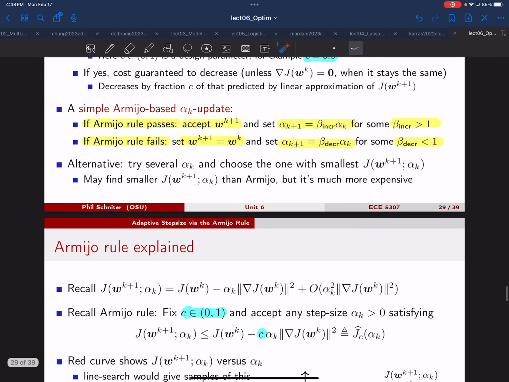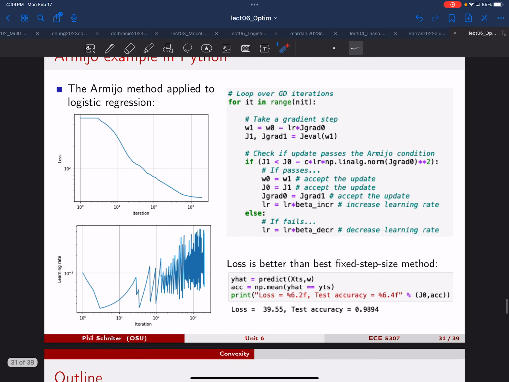All right, so let's take a look at what happens when we run this. The code is not too complicated. Here's where we take our gradient step. So this is W1, our tentative update, and then we evaluate the cost and gradient at that tentative update, and those are J1, JGrad1. This is the line where we check to see if the Armijo criteria is satisfied. So here's C, here's our learning rate times the norm of the gradient squared.